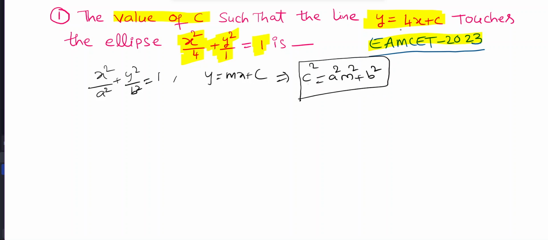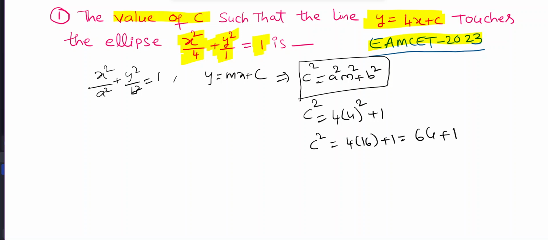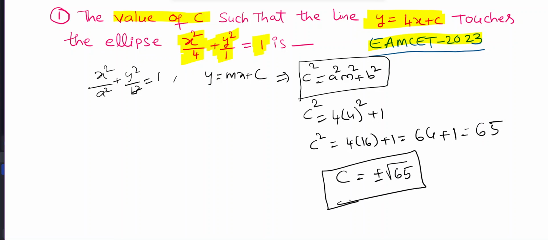Here, a² is 4, m², the slope of that line is 4, plus b² is 1. That is c² = 4 into 4², that is 4 into 16, plus 1, which is 64 + 1 = 65. So the value of c is equal to plus or minus root 65. This is the value of c.